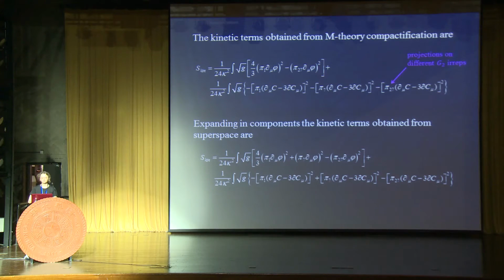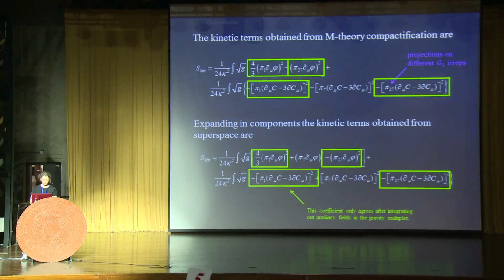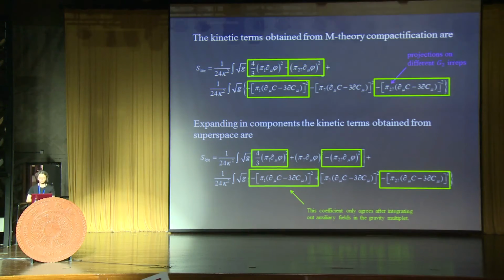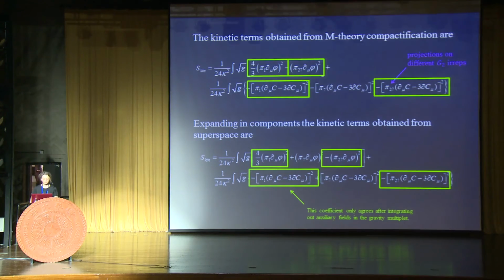Again, using some G2 magic, we can write the kinetic terms in the form of the first equation. So it's a bit tedious, but it's no problem. And this thing comes in a form that we can compare with the superspace result, which is the second equation. And I highlight here the terms that just agree exactly.